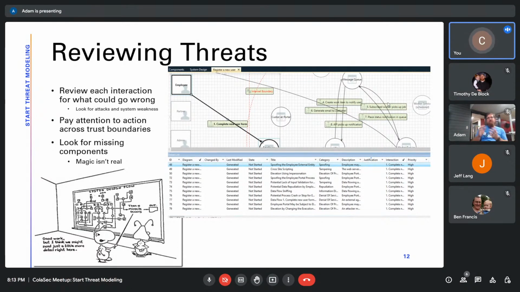The other thing you can presume is that you've put that trust boundary there for a reason, and the things on the inside of that trust boundary are valuable, more valuable than the things on the other side of it.